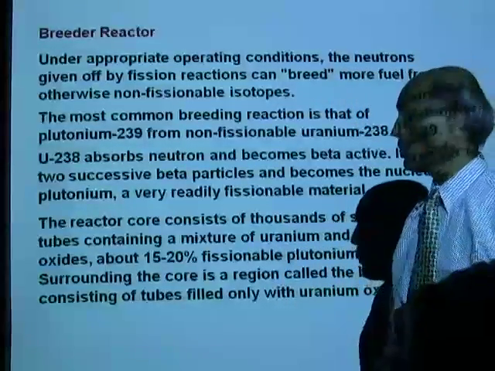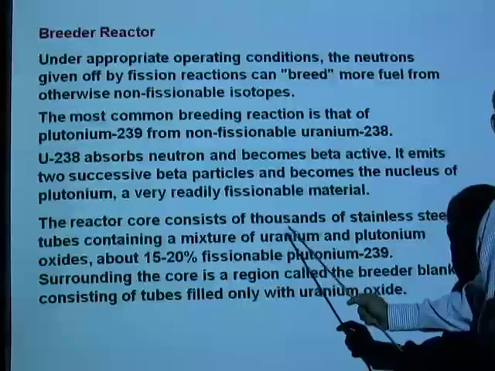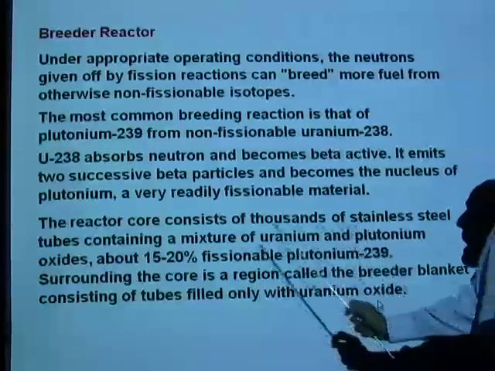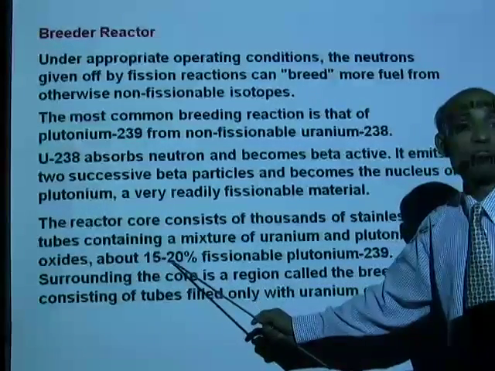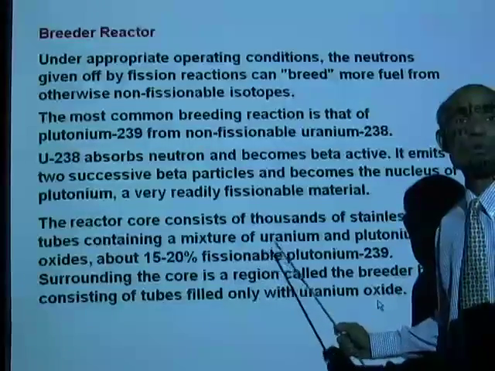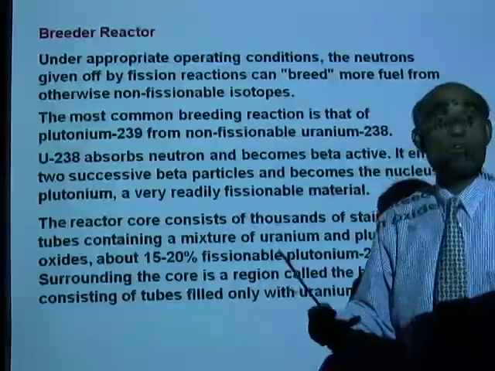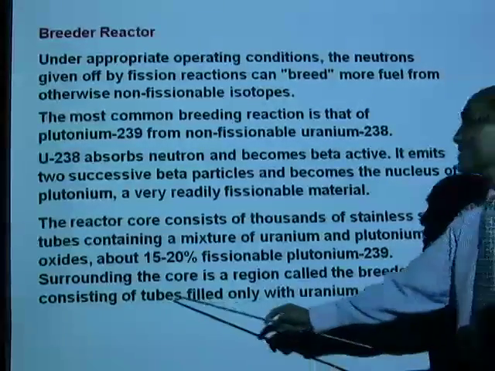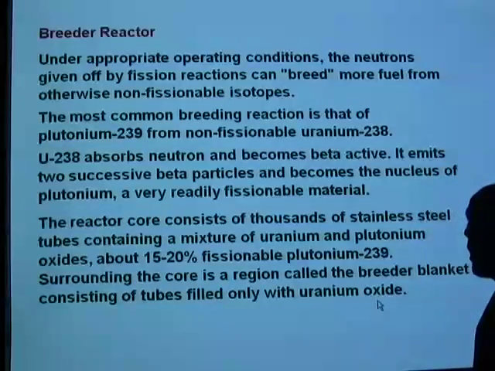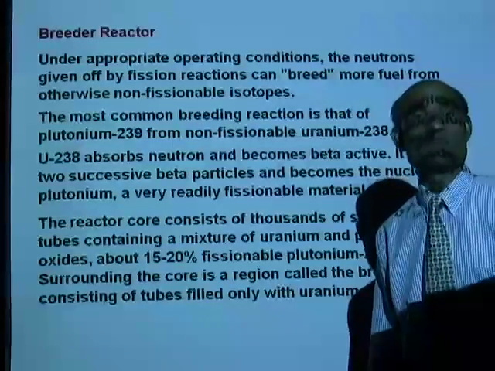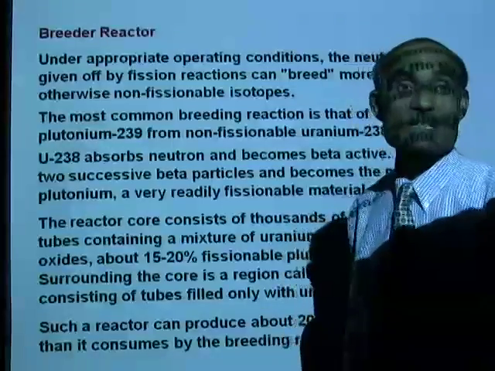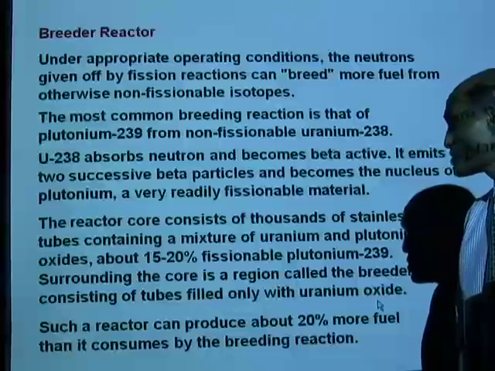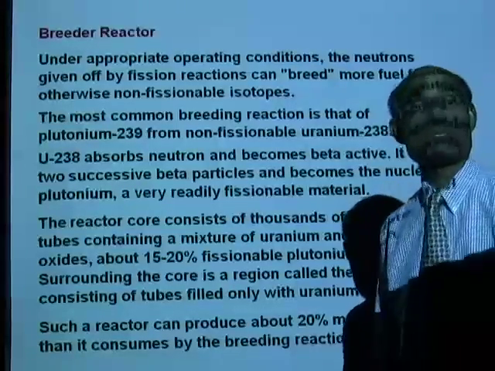Now the reactor core consists of thousands of stainless steel tubes containing a mixture of uranium and plutonium oxides, about 15 to 20% fissionable plutonium-239. Surrounding the core is a region called the breeder blanket, consisting of tubes filled only with uranium oxide. Now, such a reactor can produce about 20% more fuel than it consumes by the breeding reaction.